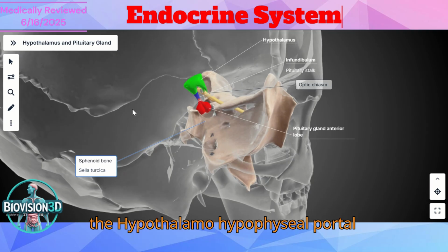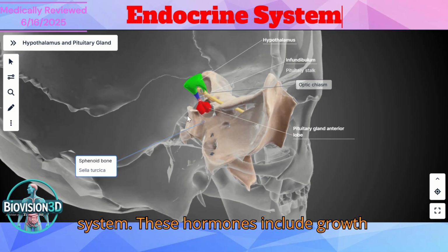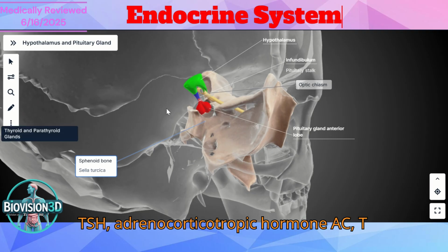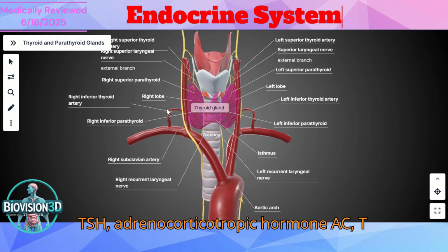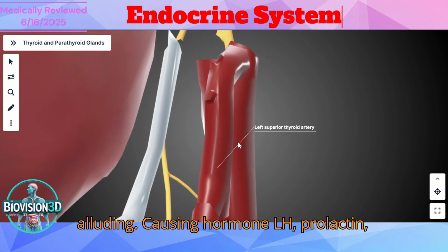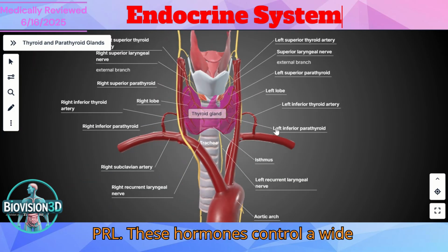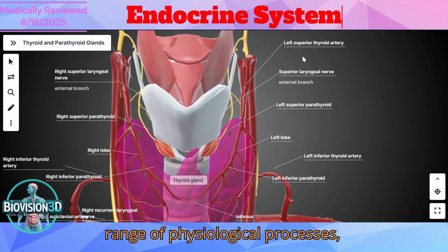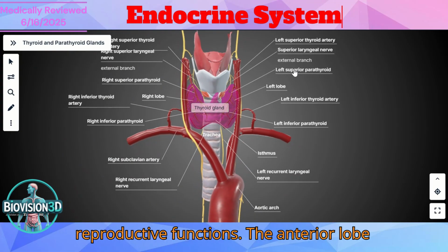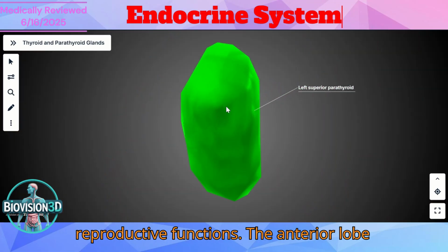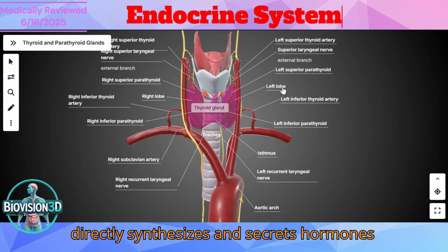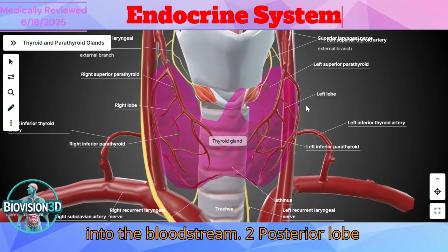These hormones include growth hormone (GH), thyroid-stimulating hormone (TSH), adrenocorticotropic hormone (ACTH), follicle-stimulating hormone (FSH), luteinizing hormone (LH), and prolactin (PRL). These hormones control a wide range of physiological processes, including growth, metabolism, and reproductive functions. The anterior lobe is thus an endocrine gland that directly synthesizes and secretes hormones into the bloodstream.